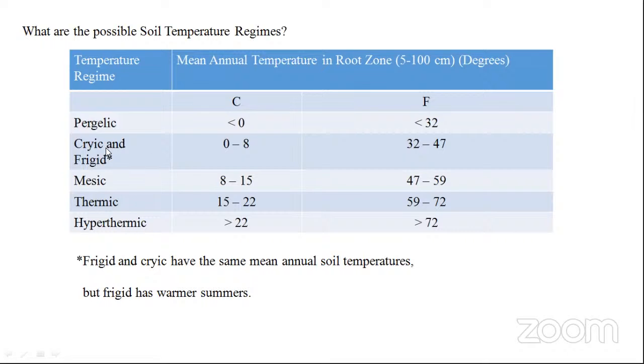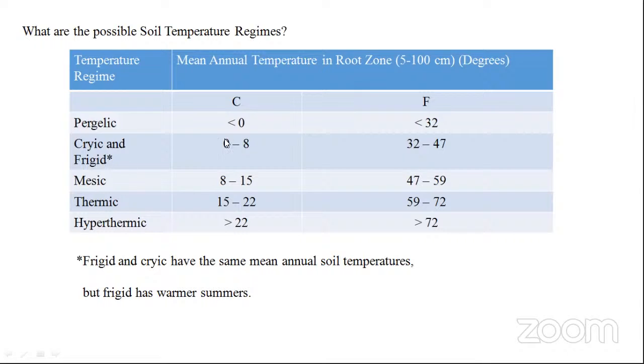Frigid and cryic will have the same mean annual temperature, students, but frigid will be somewhat warmer in summers. In summer, it will show some slight variation, not that much. So, very first, frigilic will be less than 0 degrees Celsius. In Fahrenheit, that is mostly 32 degrees.